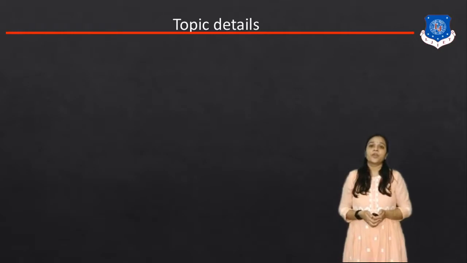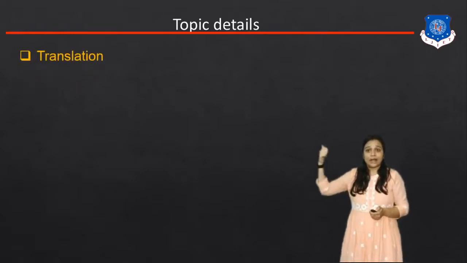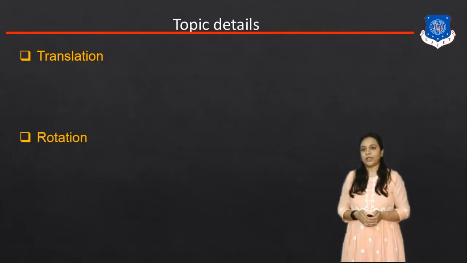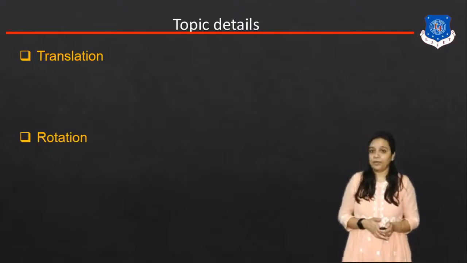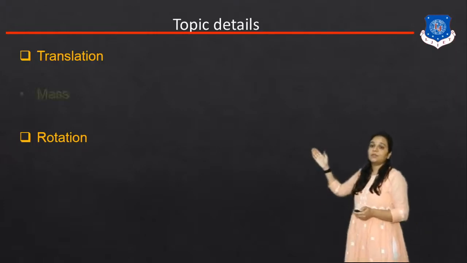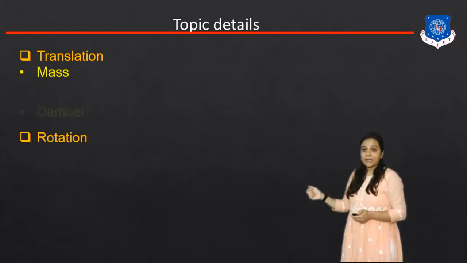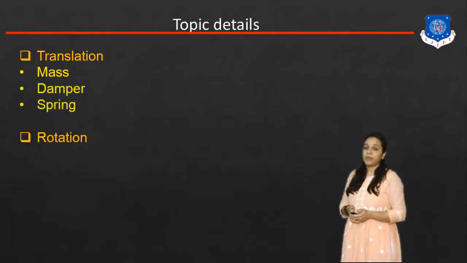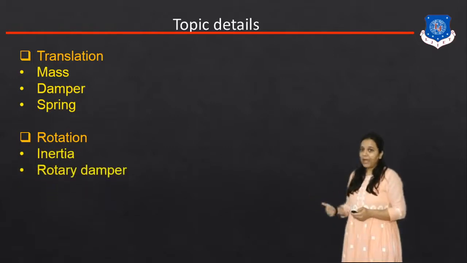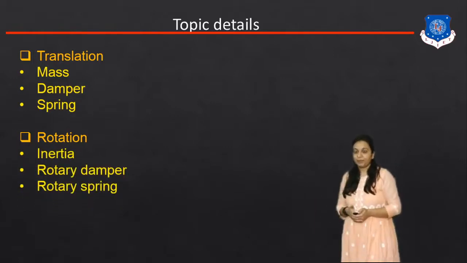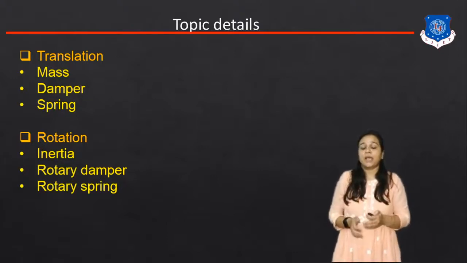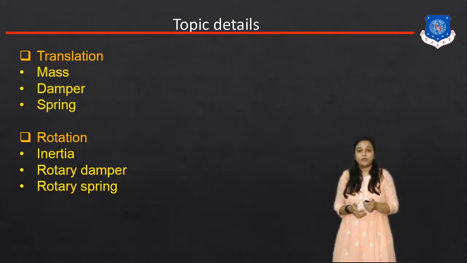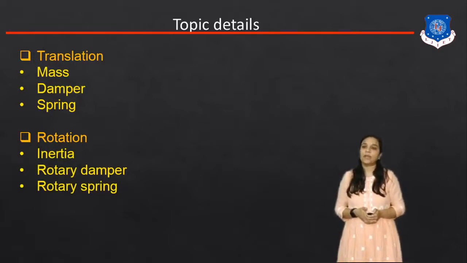In this topic, we have covered the translation motion and the rotational motion for this particular mathematical modeling. In the translation motion, we will study the mass, damper and the spring, and in the rotation, the same thing: inertia, rotary damper and the rotary spring. We will study the equation of each one by one, and then find out the final conclusion of this mathematical modeling.